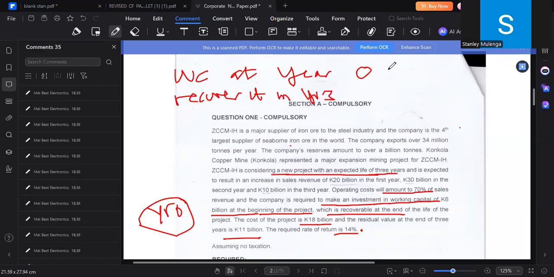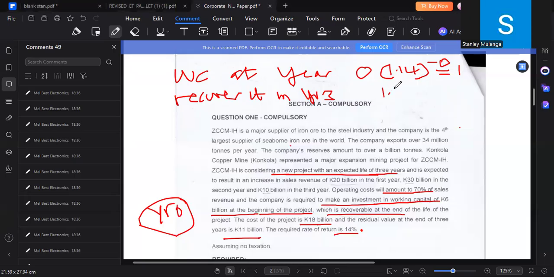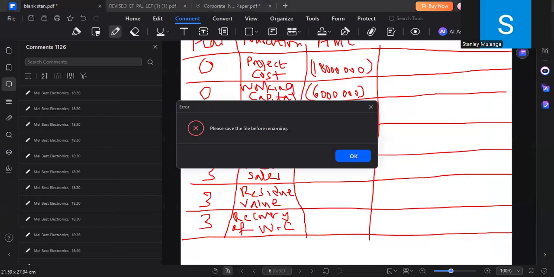Because for this one, the discount factor you're using, that's why we said 1.14 to the power negative what? The power negative 0, which was 1. Is that okay? Yes, it's clear now. So here the discount factor is 1.14 to the power negative 3. So it cannot cancel itself, because you are recovering it at the end of the life of the project, which is at year 3. You get my point, right?